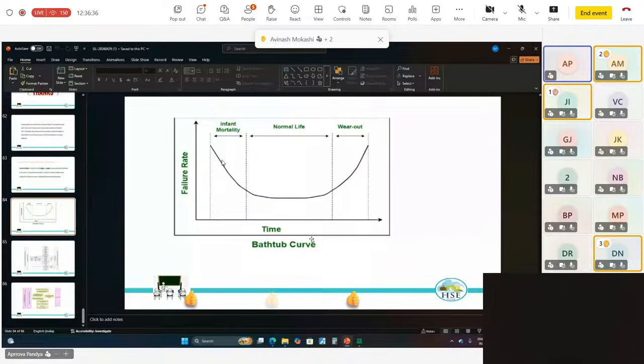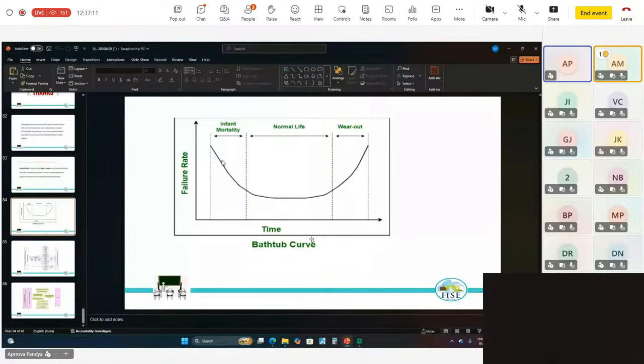Okay, so this curve is called the bathtub curve. What you can see on the x-axis is the time, and on the y-axis the failure rate. So any device which you are using in a safety system can fail randomly. Suppose it's a sensor, say a transmitter. The transmitter can fail randomly. That means it can fail any time.